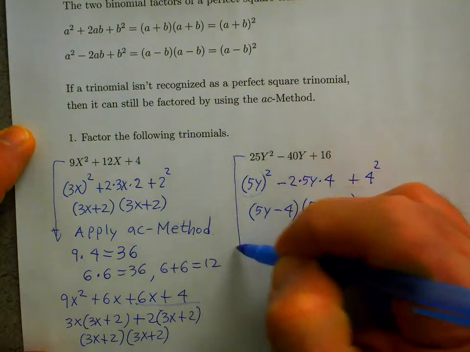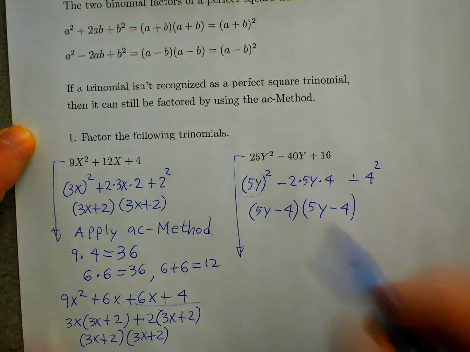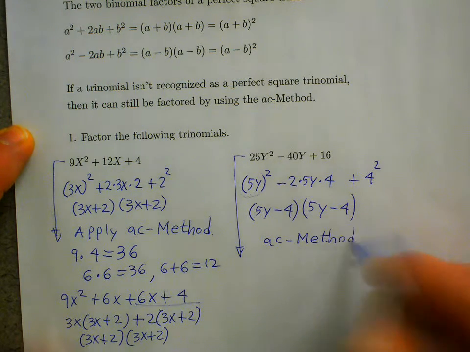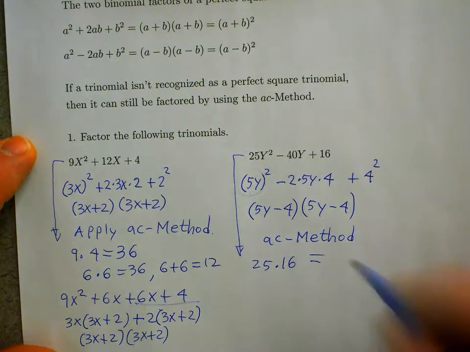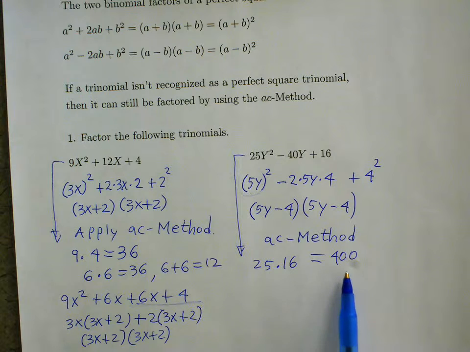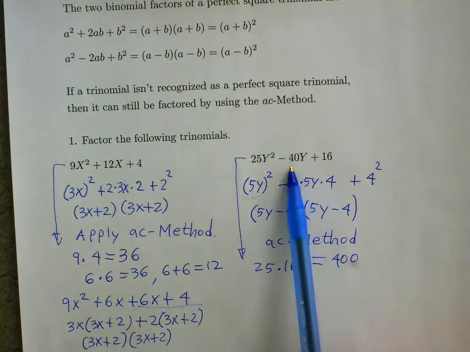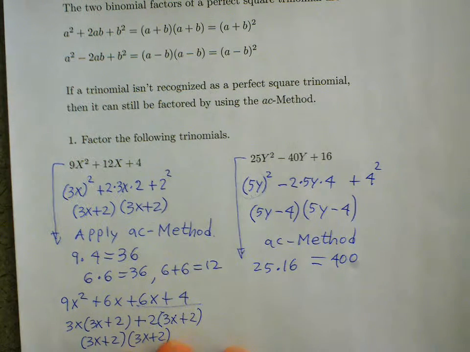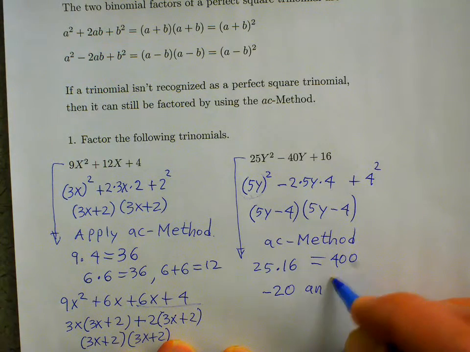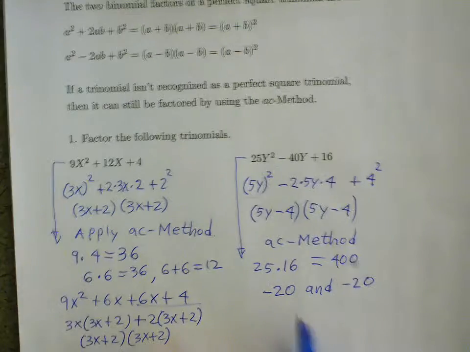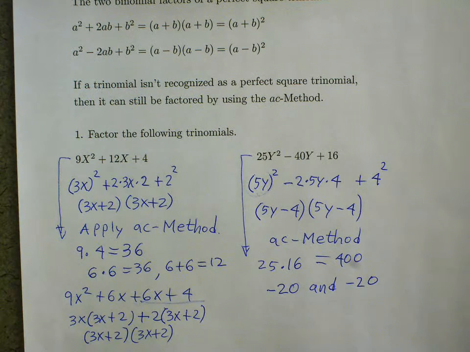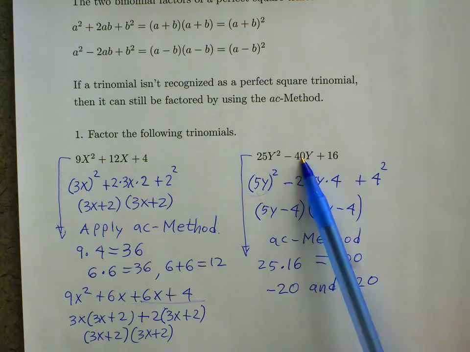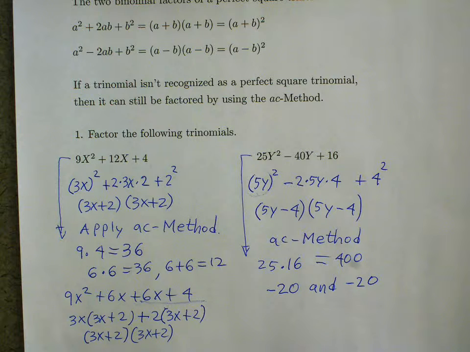So I'll just make a quick comment about the AC method. If we multiply 25 times 16, we get 400. And two integers that have a product of 400 but add up to negative 40 are negative 20 and negative 20. Remember, if it's a perfect square trinomial, the two integers that you're looking for that satisfy the two conditions are always going to be the same. Negative 20 times negative 20 is 400, and negative 20 plus negative 20 is negative 40. So you could use the AC method and find the factors. Okay, let's move on to the next page.